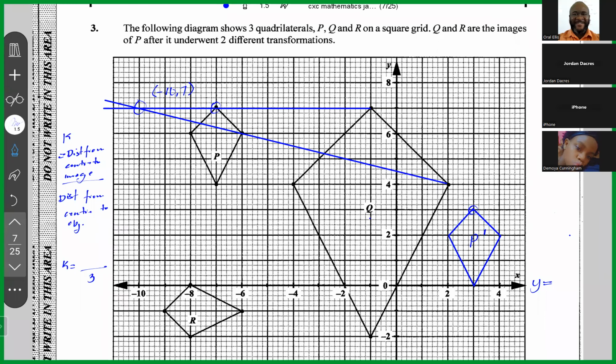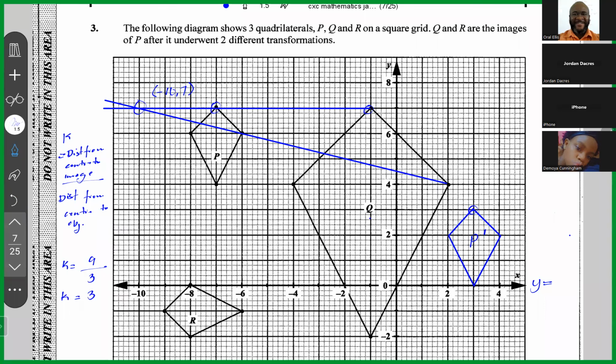Then let's get the distance from the center to the corresponding point on the image. This point to this corresponding point on the image, the distance is 1, 2, 3, 4, 5, 6, 7, 8, 9. The distance is 9 units. All right, so K is 9 divided by 3. K is equal to +3.